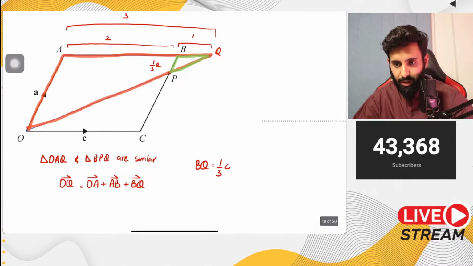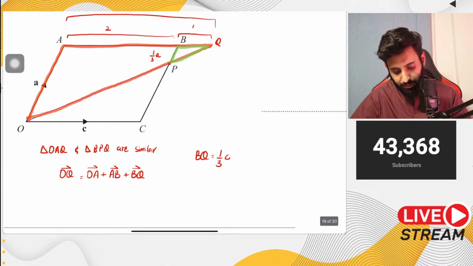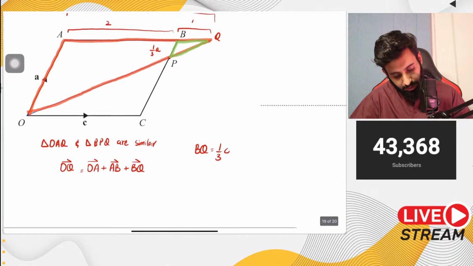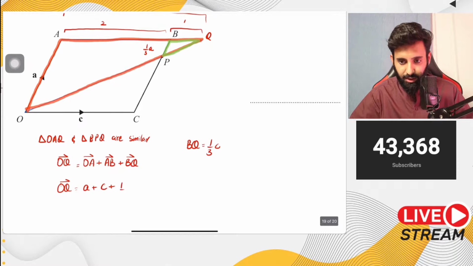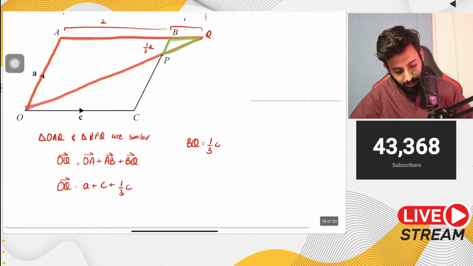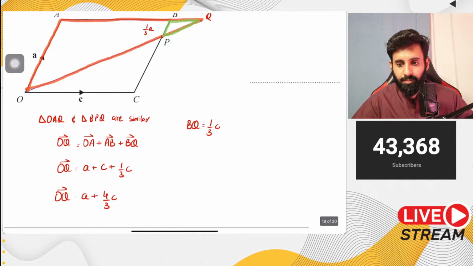Now, if they're similar in the ratio 1:3, that's enough information for us to find out OQ. So OQ is equal to what? OQ is equal to OA, which is A, plus AB, which is C, plus BQ, which is 1/3 C. Now let's simplify this. So we have A plus 4 upon 3C as OQ. And there you go, that's the final answer.